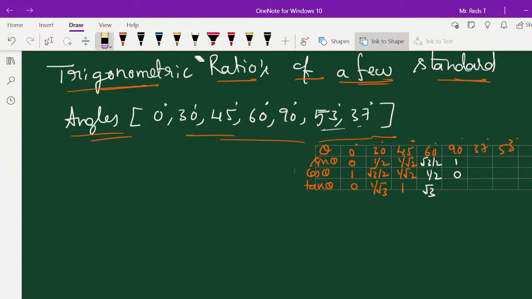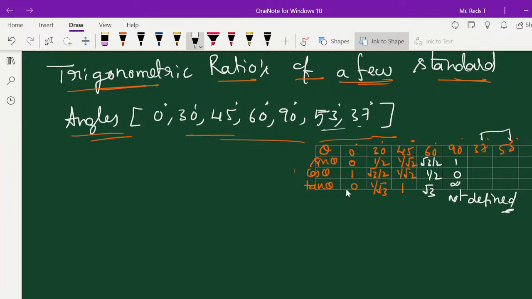Have to be careful. So 1 by 0, usually you can write infinity, but actually speaking it is undetermined. Some books will give it as infinity, but you have to consider this as not defined or undetermined. Not defined or undetermined, I have to mention. And 37 and 53, these two are little special angles.